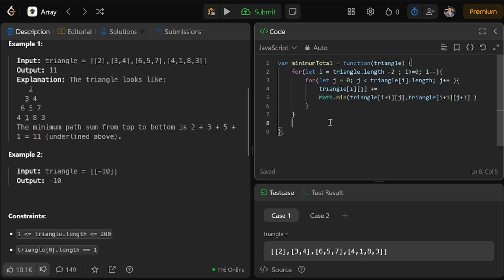And so all we need to do now is let that play out and return the element at the top of the array. And that's it. That's really it.